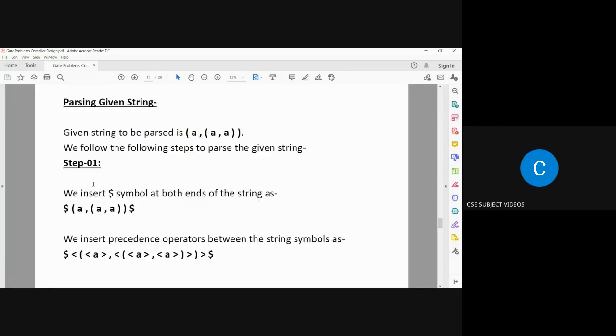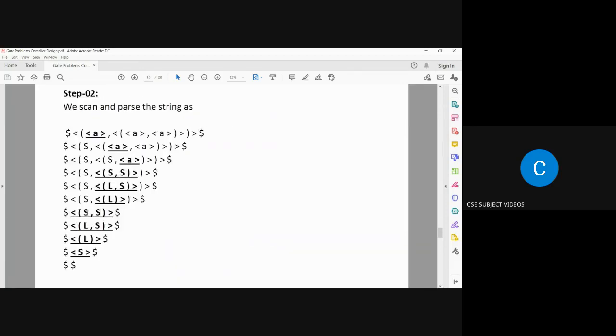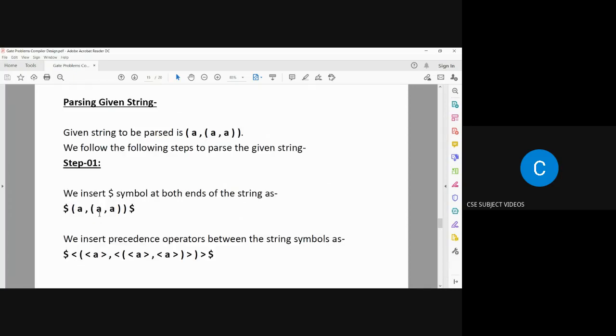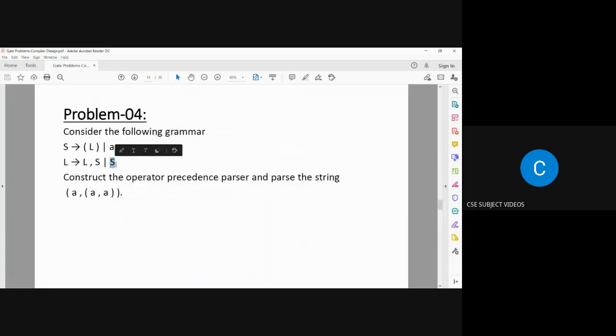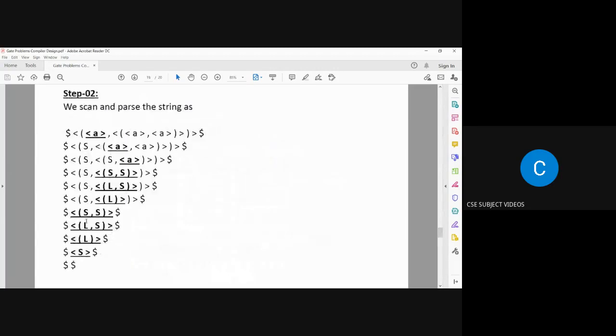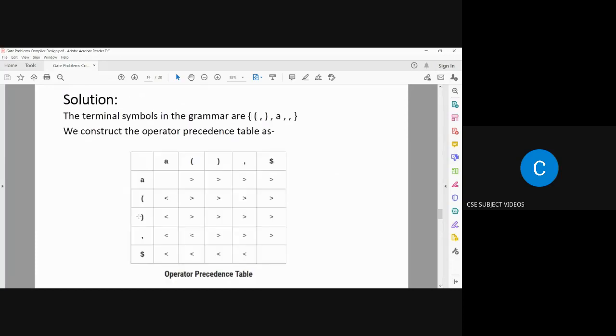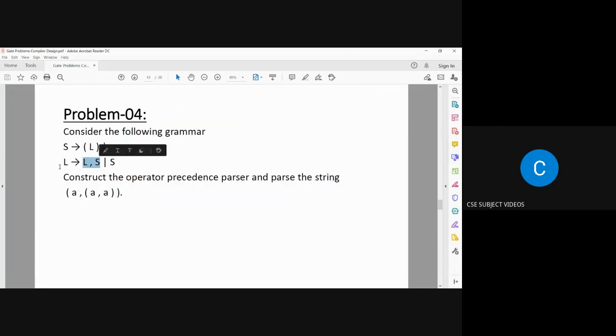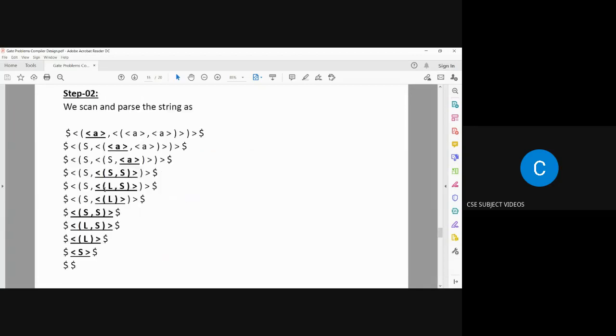Okay. And then S comma S. How will this S come? So this L is replaced by S, according to our second production. So L comma S is replaced by again L.